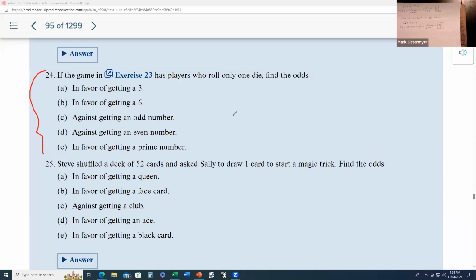For E, what's a prime number as far as a die is concerned? Well, there's only 6 numbers that concern ourselves with a die. And of the 6 numbers, 1 through 6, which of them are prime numbers? Well, that would be 2, 3, and 5. Those are the prime numbers on a 6-sided die. All right, see if you can answer questions A through E. Compute those odds, assuming this is a fair die.